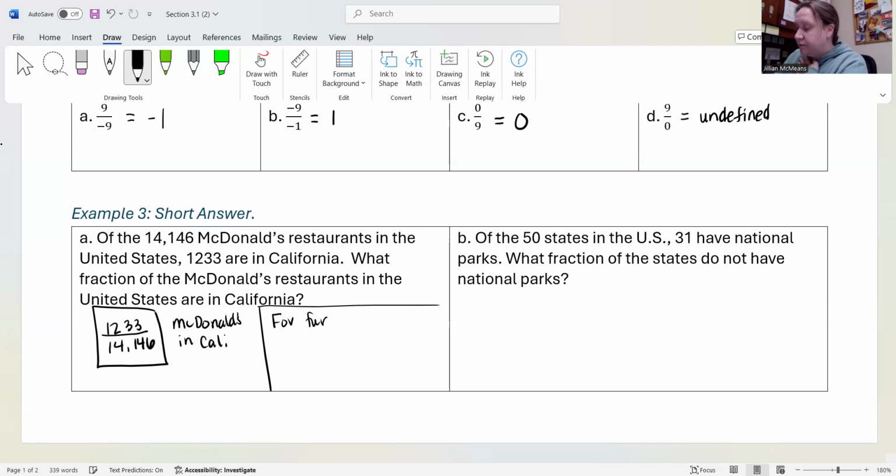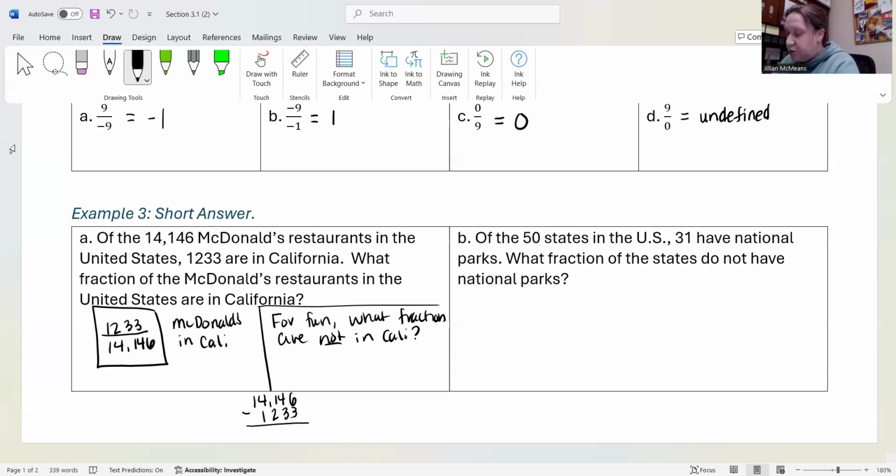For fun, what fraction are not in California? Well, we can do a little tiny bit of arithmetic and figure out what fraction of the McDonald's are elsewhere, okay? So we know there's 14,146 McDonald's total. We know of those 14,146, 1,233 are in California. If we subtract the 1,233 from the 14,146, that tells us how many of those McDonald's restaurants are in all other states in the US.